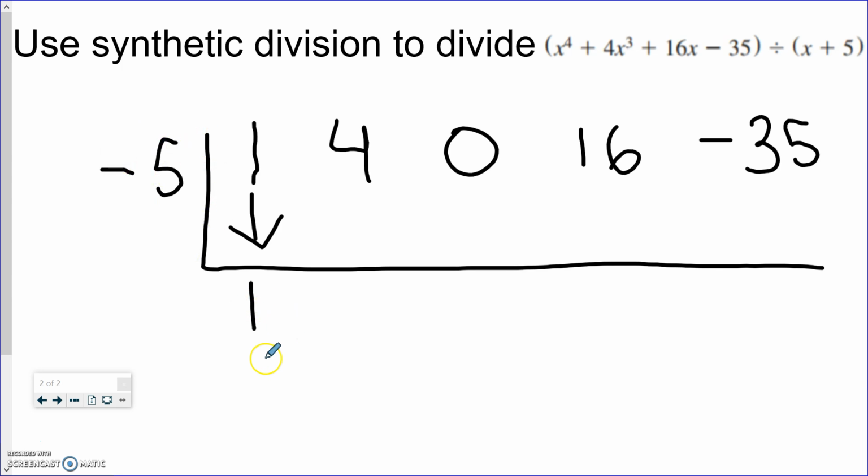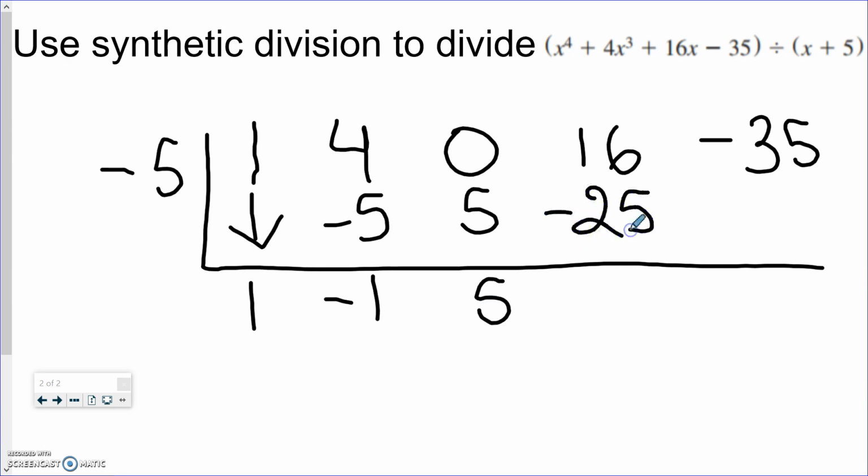Negative 5 times 1 is going to be negative 5. 4 plus negative 5 is going to be negative 1. Negative 5 times negative 1 is going to be positive 5. 0 plus positive 5 is going to be positive 5. Negative 5 times positive 5 is going to be negative 25. 16 plus negative 25 is going to be negative 9. Negative 5 times negative 9 is going to be positive 45. And negative 35 plus positive 45 is going to be positive 10.